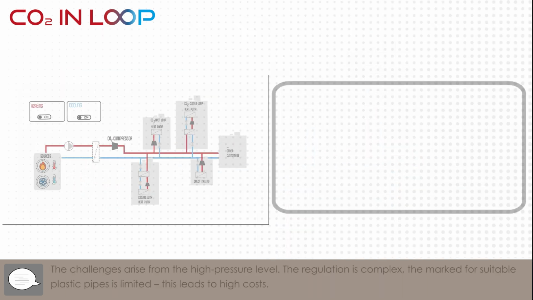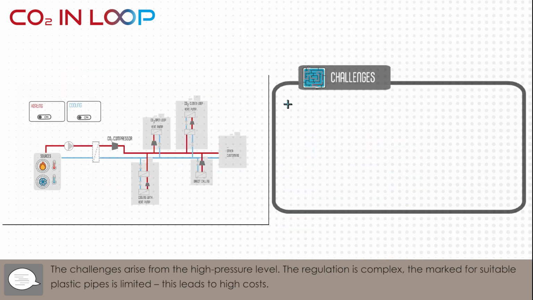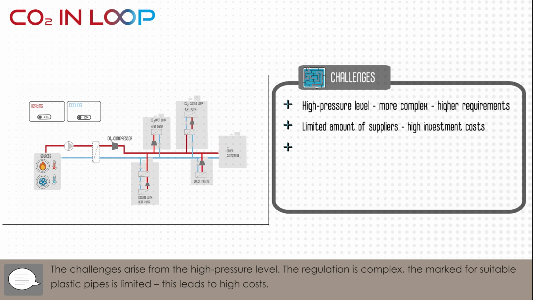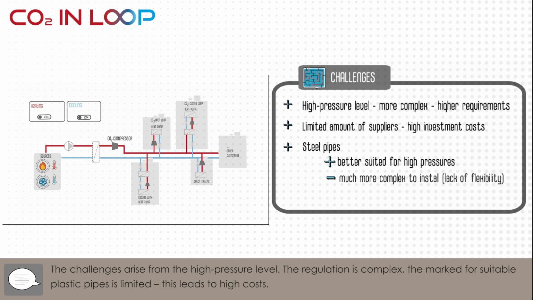What are the challenges in operating CO₂ networks? Due to the high pressure level, there are high control requirements to be observed. Control is significantly more complex than with conventional district heating networks. Selection of suitable pipes: there are only a few suppliers offering flexible plastic pipes that are suitable for pressures in the range of 50 bars. High investment costs are the consequence. Steel pipes would in principle be better suited to high pressures, but are unfortunately much more complex to install. A trade-off between pipe costs and excavation costs is required.